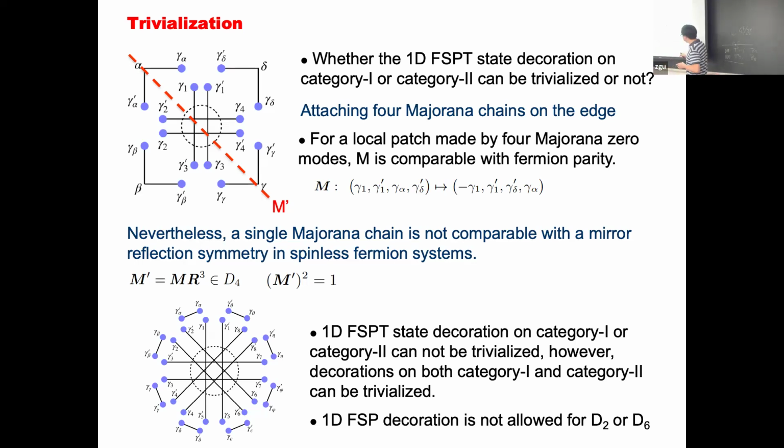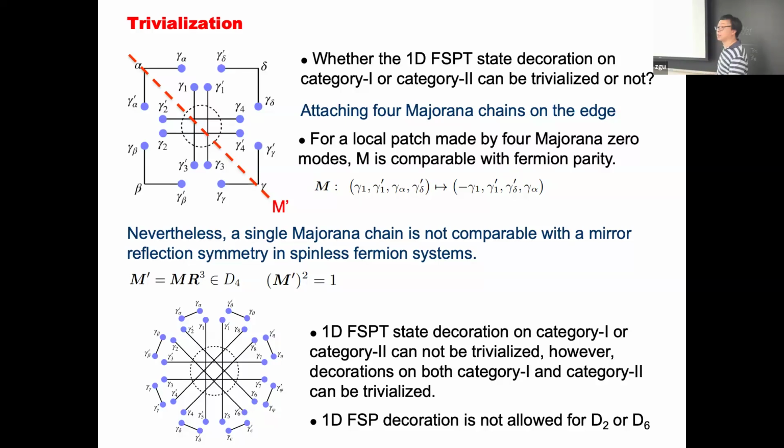You can do a similar exercise for D2 or D6. For D2 or D6, for example, D2 only reflecting along one direction, in that case it's easy to check such a decoration is not allowed. So D6 is also not allowed. So that's why for the D4 case, we have this additional Z2. So this is a physical way to visualize the results.